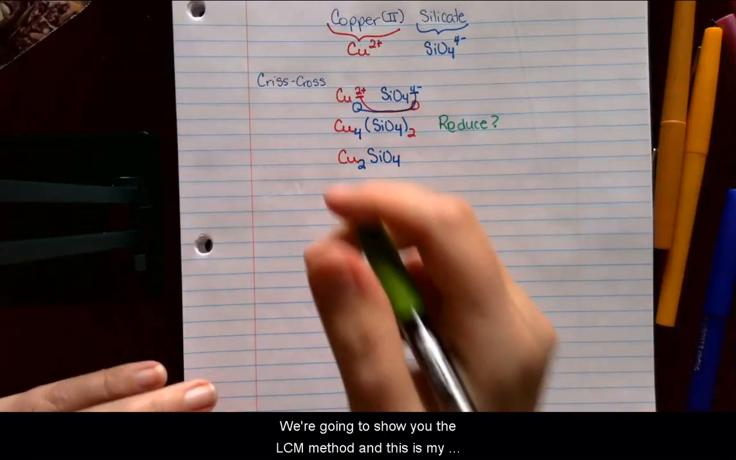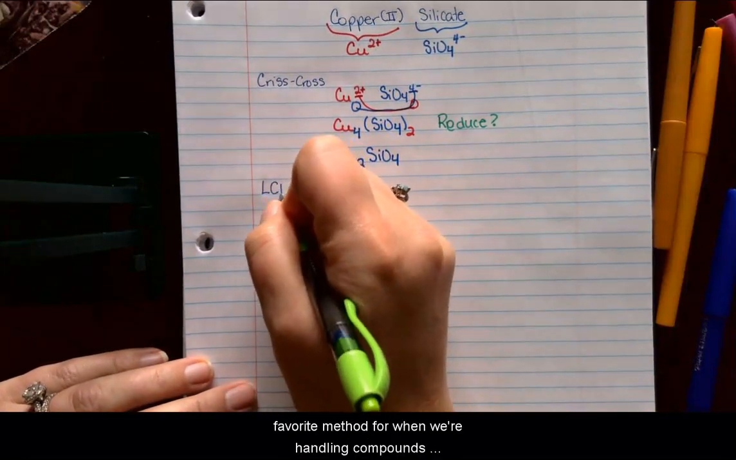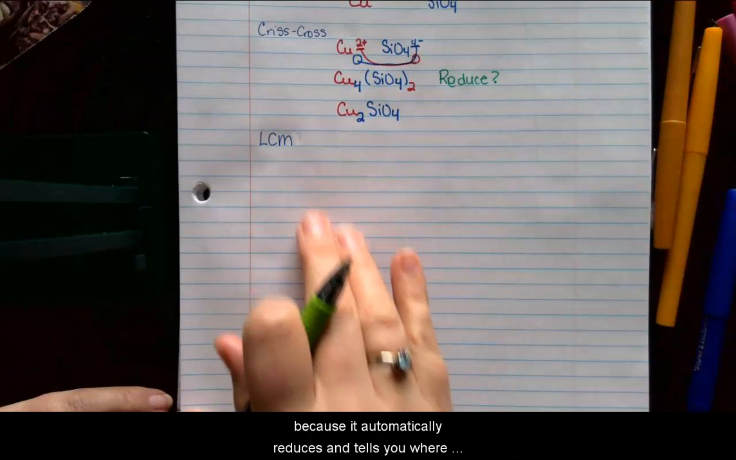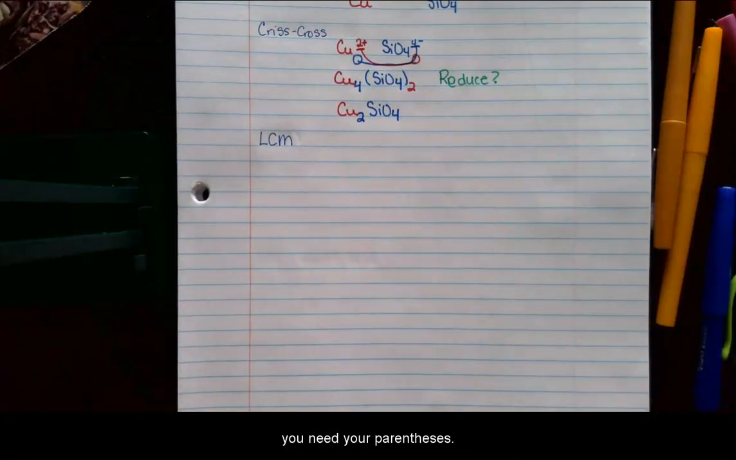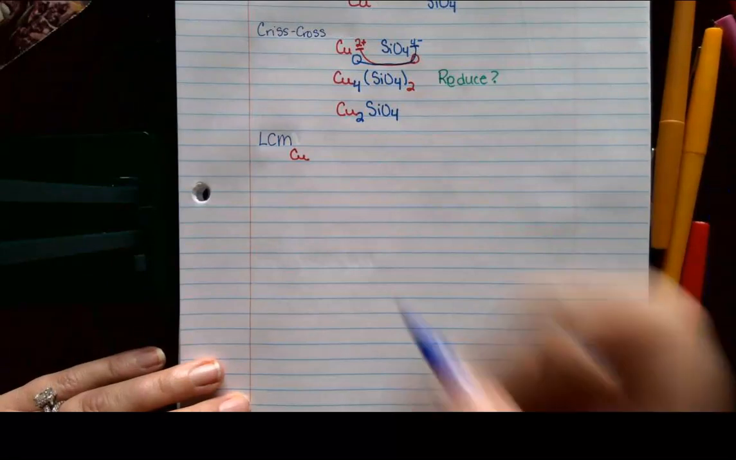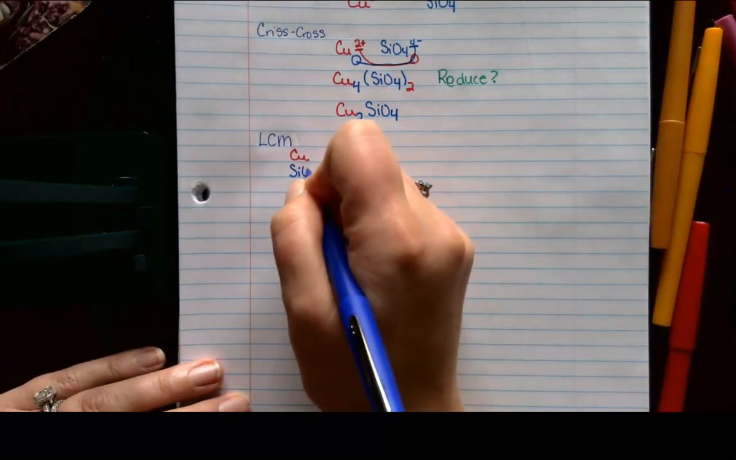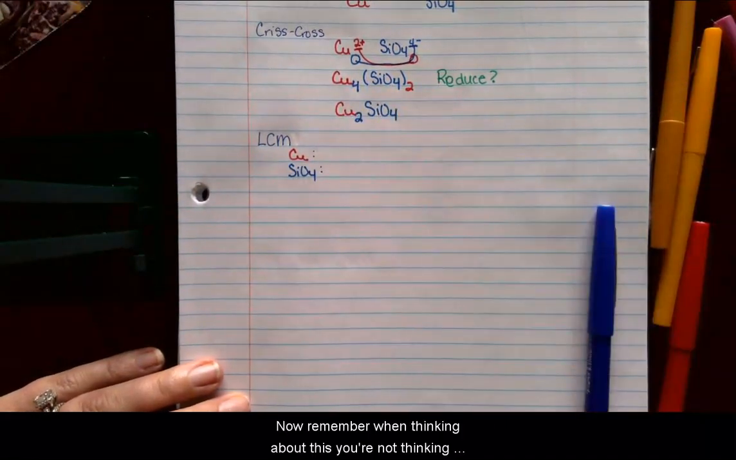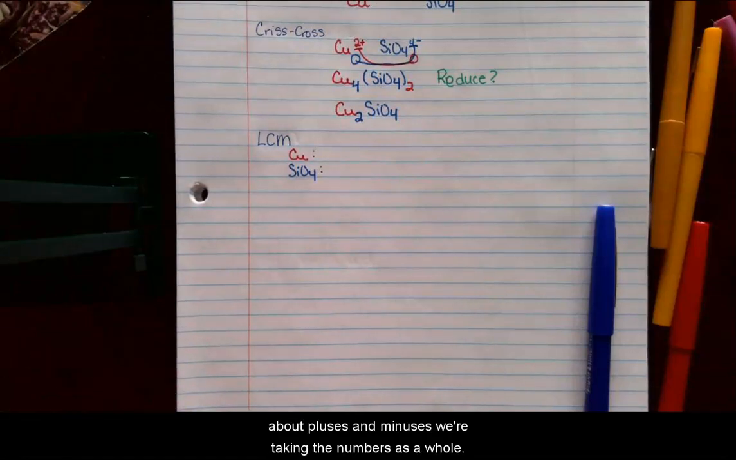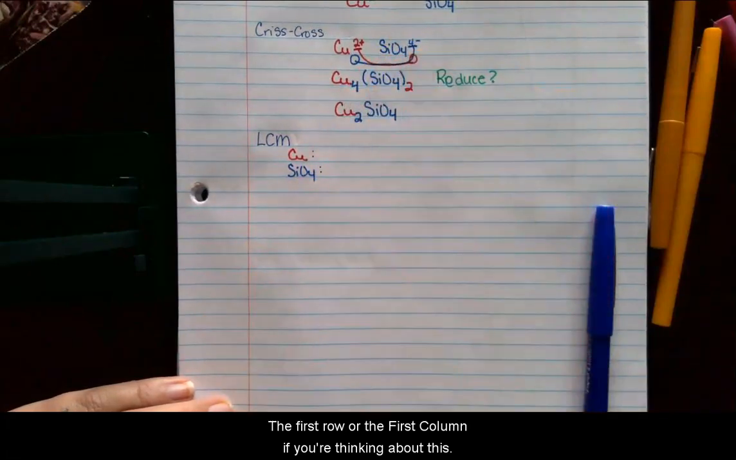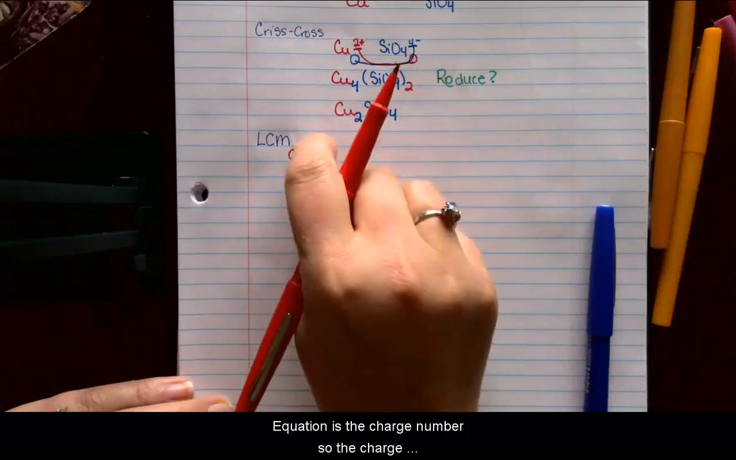Now, we're going to show you the LCM method, and this is my favorite method for when we're handling compounds because it automatically reduces and tells you where you need your parentheses. So the first thing you do is go ahead and put the elements out to the side. We've got copper and we have silicate, and then we're going to go ahead and set up our equation. Now remember, when thinking about this, you're not thinking about pluses and minuses. We're taking the numbers as a whole.